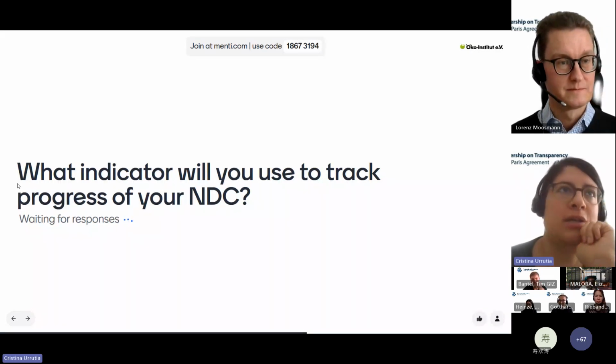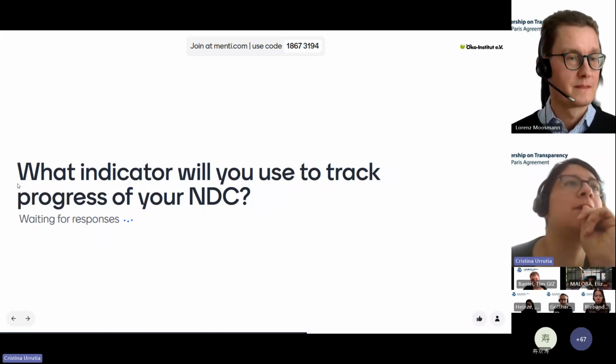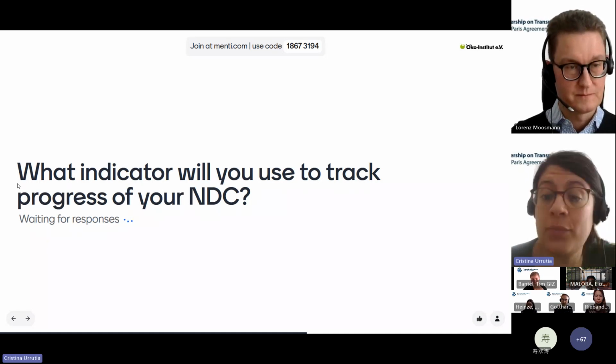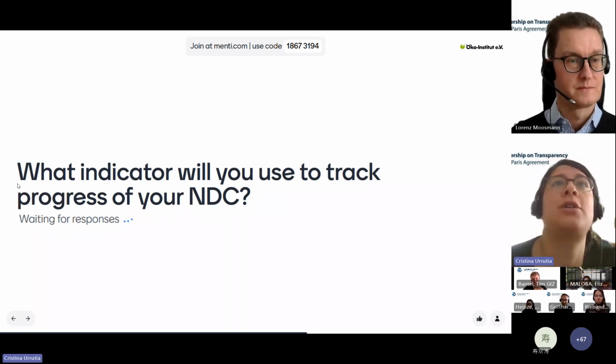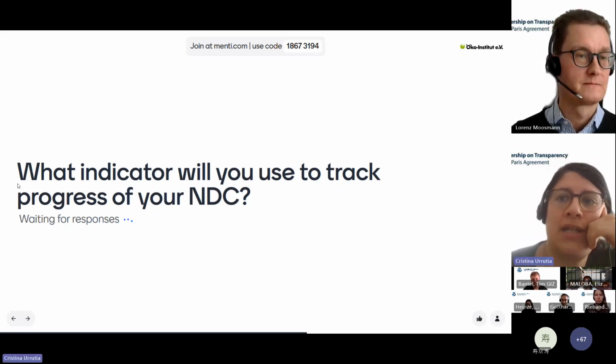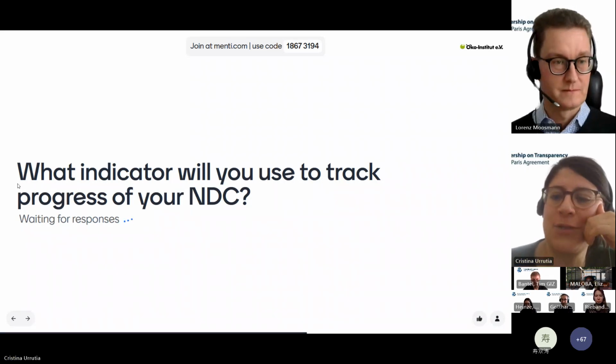It could be hectares, if you're talking about forests. It could be percent of greenhouse gas emission reduction, which is also an indicator. And if you are not sure, you can also type in a question mark.